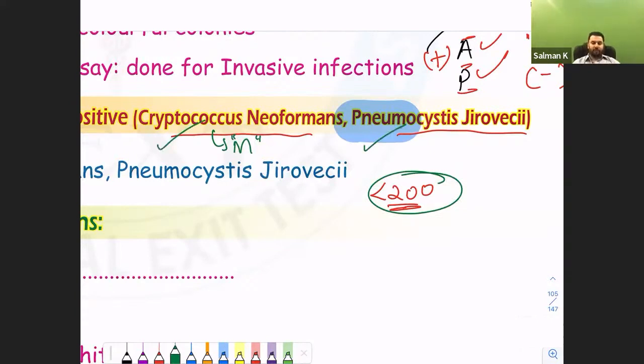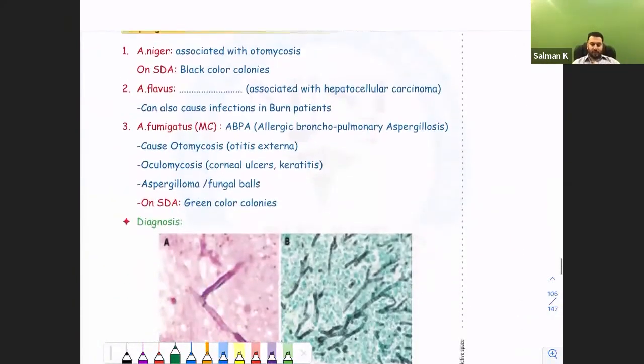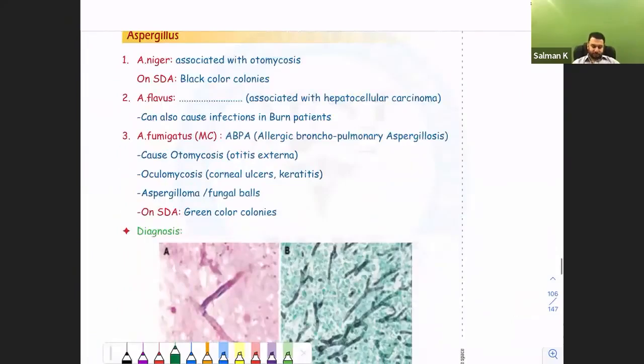But only one of them will show positivity to some stain, that is India ink stain. Cryptococcus is the guy that is positive for India ink stain.